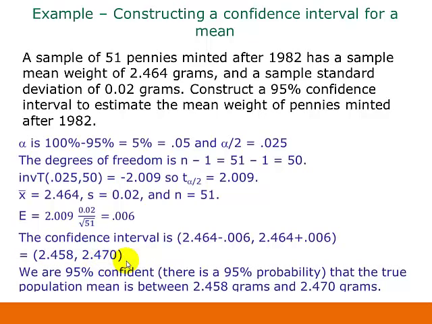The interpretation for this confidence interval is that we are 95% confident, or we can say there's a 95% probability that the true population mean is between 2.458 grams and 2.470 grams.